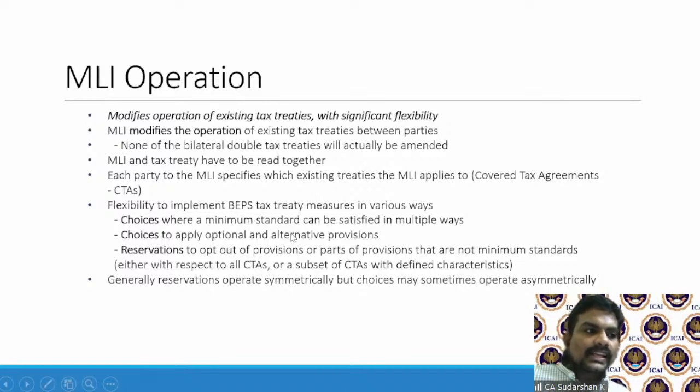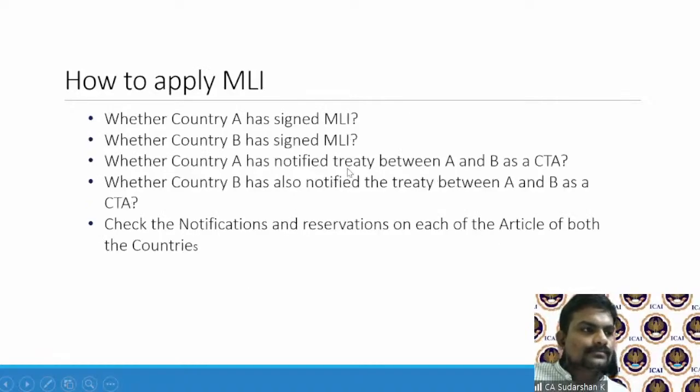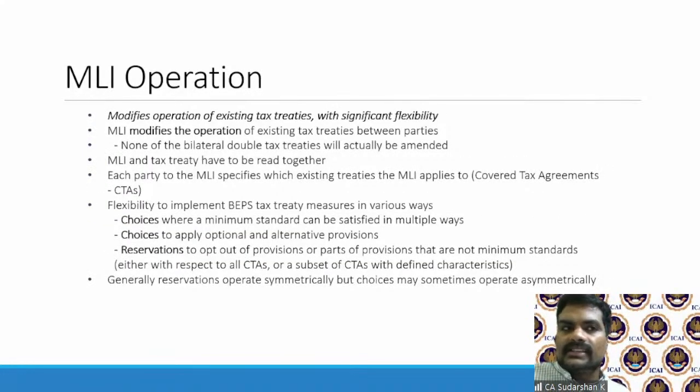Again, I will not get deep into the BEPS mechanism because that's a separate chapter in itself and you have a separate focus on that. But one of the significant aspects in MLI is, if the principal purpose is availing a tax benefit, then you're not entitled to that tax treaty.